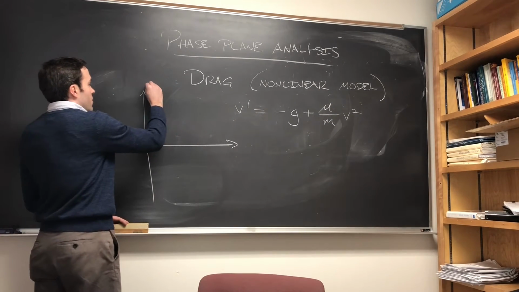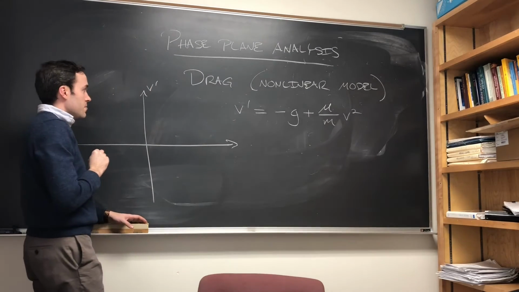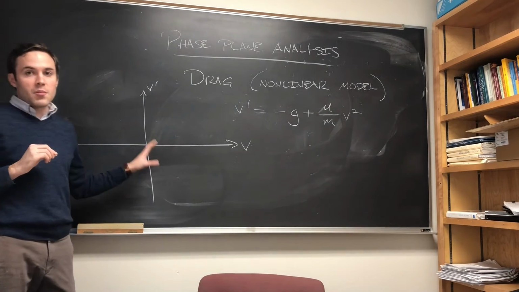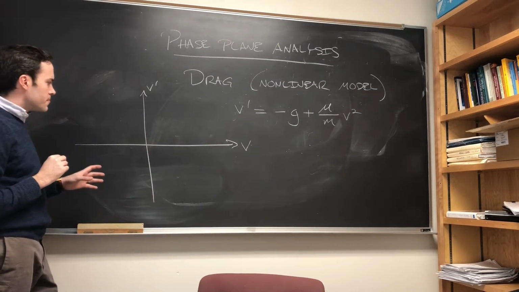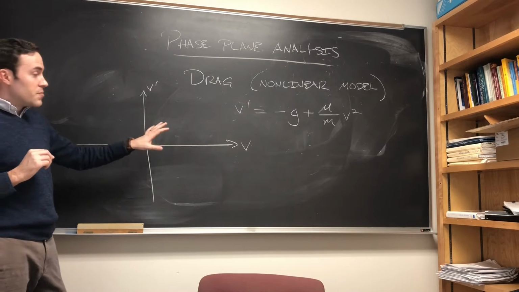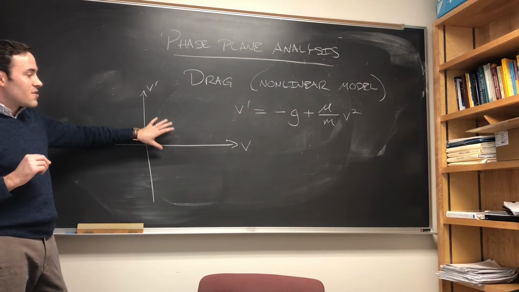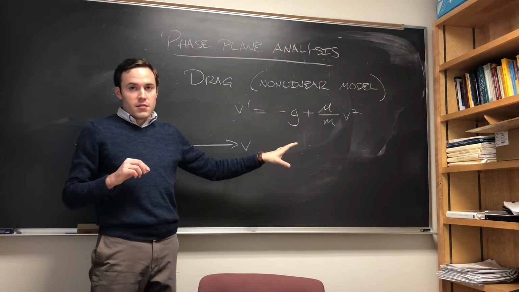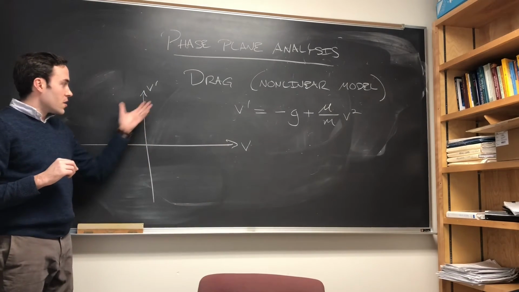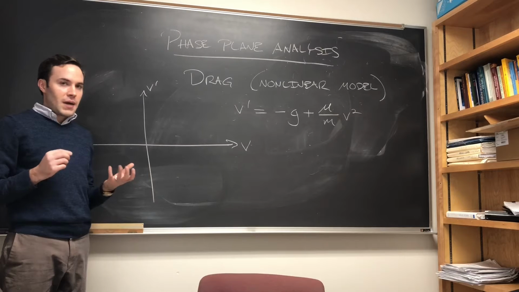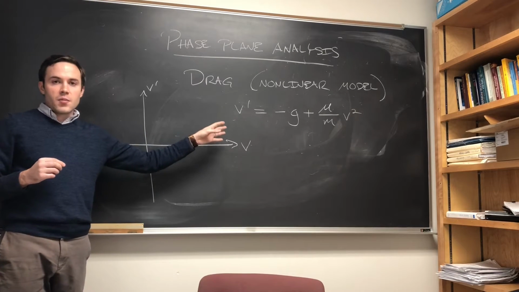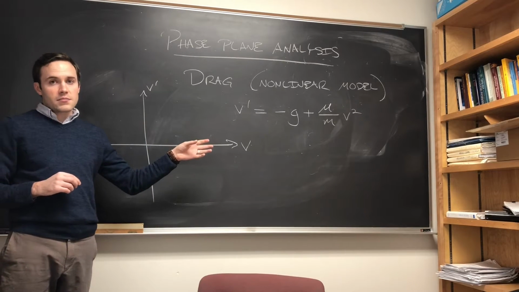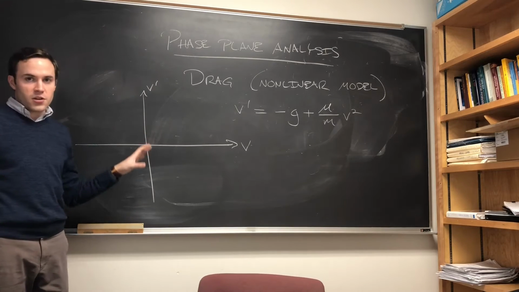So the vertical axis is going to be the v prime axis. The horizontal axis is going to be the v axis. So notice that there's no time dependence in the phase plane. Note also that because there's no time dependence in the phase plane, this really only works when your equation is autonomous. If it were non-autonomous, ignoring t dependence would be a bad move, because your equation inherently really depends on the value of t in the non-autonomous setting. All right, so autonomous equation, phase planes are good.